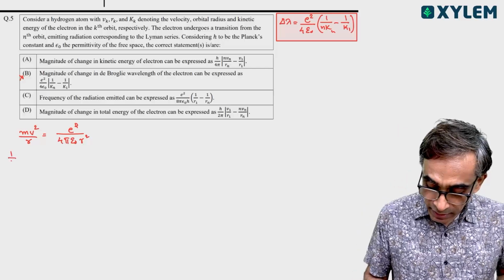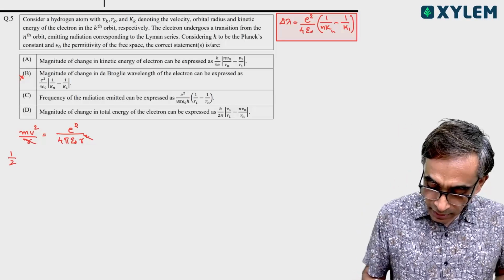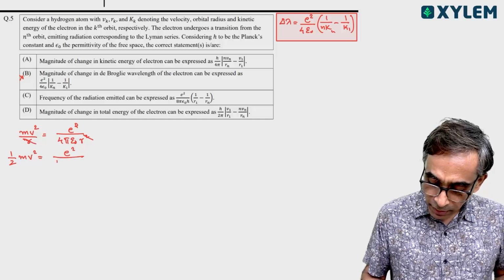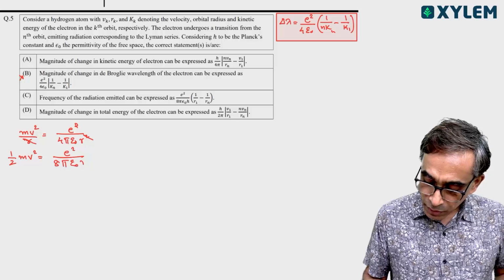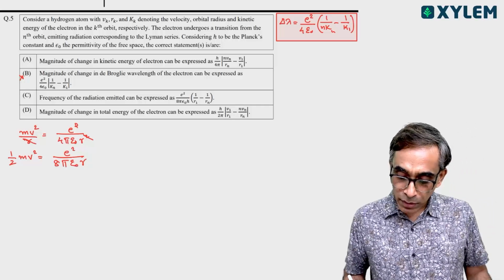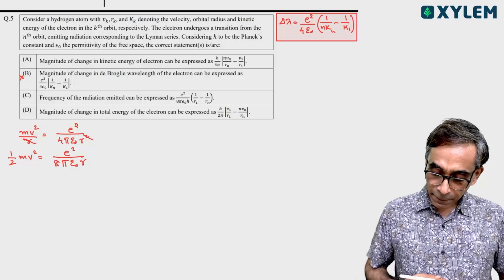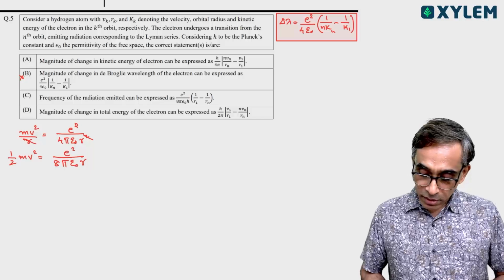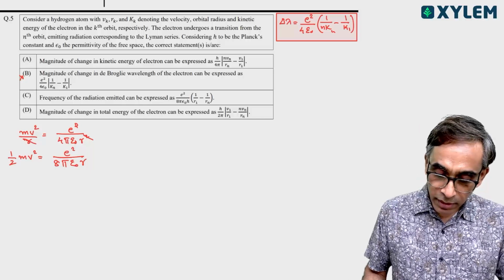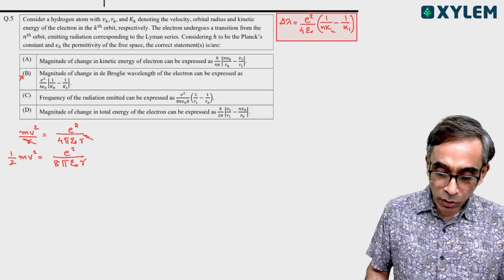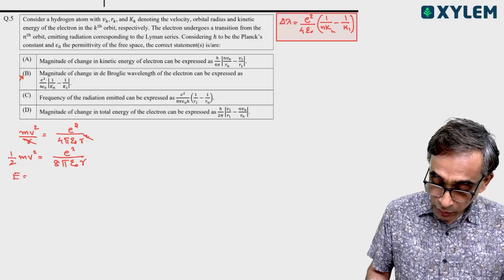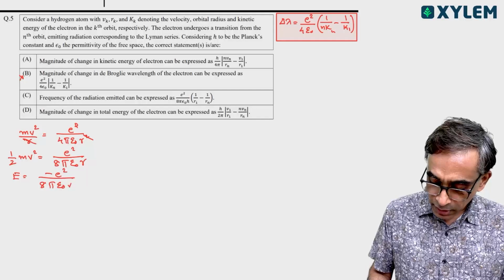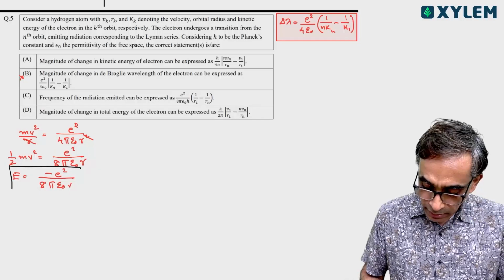From this, I can easily find out, see, one of these cancels, then I can easily find out that kinetic energy is nothing but e square divided by 8 pi epsilon 0 r. This is the kinetic energy. Now, when the kinetic energy is given, what is total energy? Total energy is equal to the negative of kinetic energy. So that is minus e square by 8 pi epsilon 0 r, the total energy of the electron in the orbit.